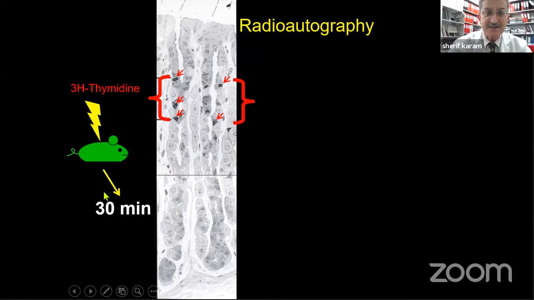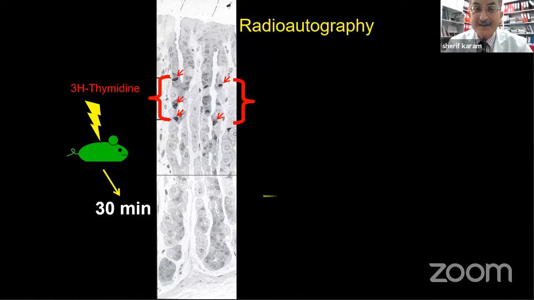So during the 30 minutes, these cells were in the cell cycle. So these are highly proliferative cells. You don't see any label up or down. Occasionally, you might find a labeled cell here or here, but these are the most active cells in proliferation. So this was very, very interesting.